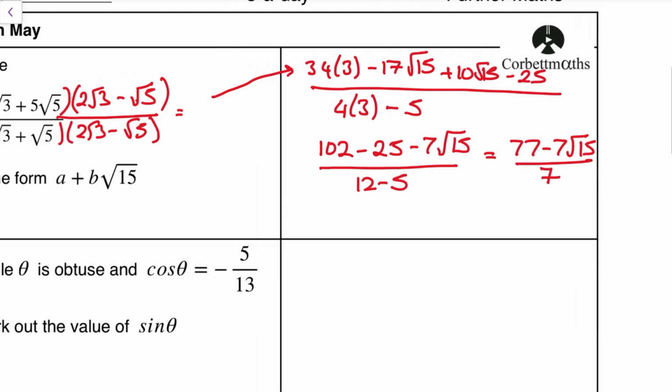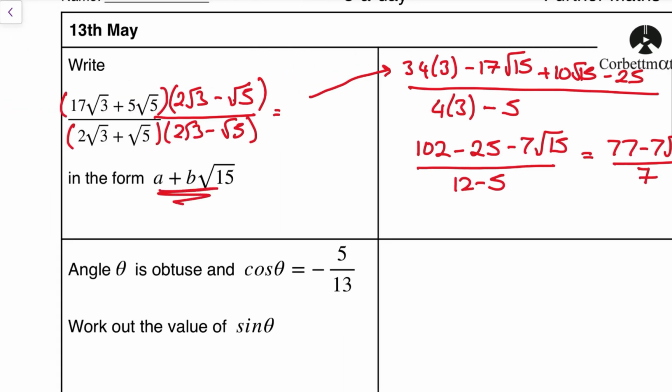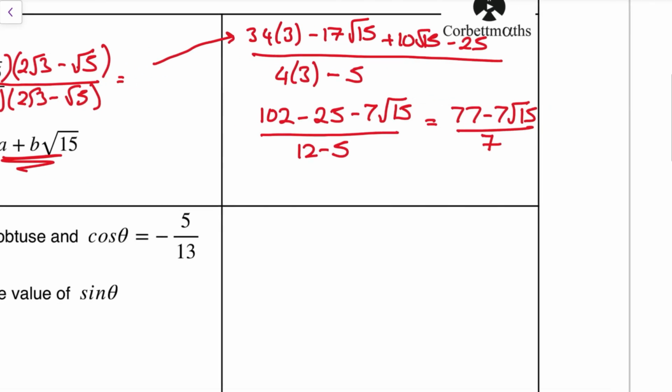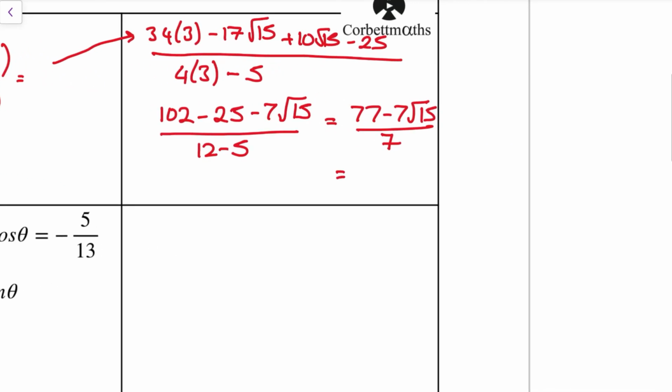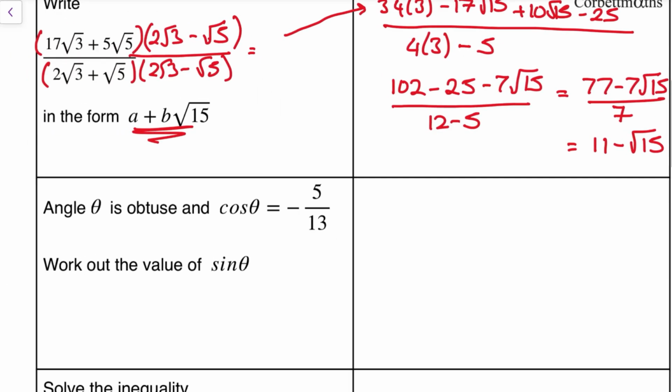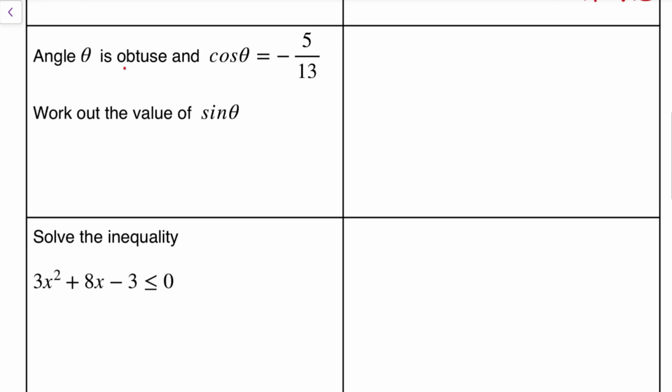And it does cancel, because in the back of my head I've got this form and there's no denominator. So I'm hoping it cancelled nicely. It does indeed. 77 divided by 7 is 11. 7 root 15 divided by 7 is just root 15. So my final answer is 11 minus root 15. Question done. Next question.